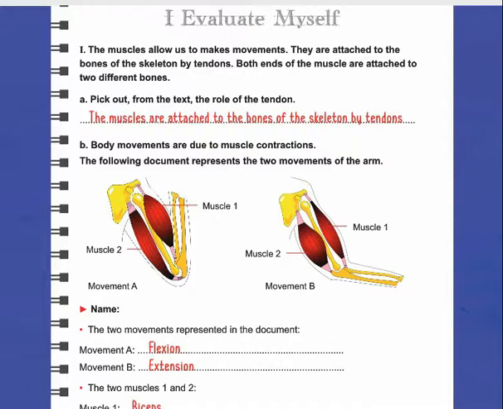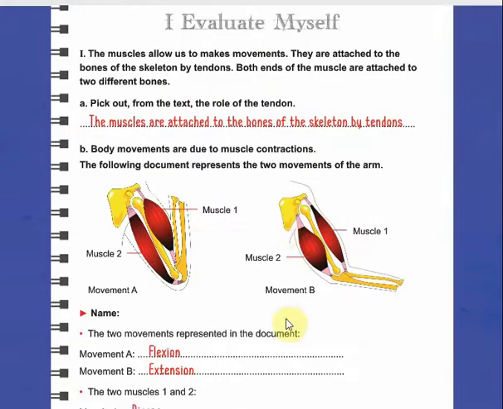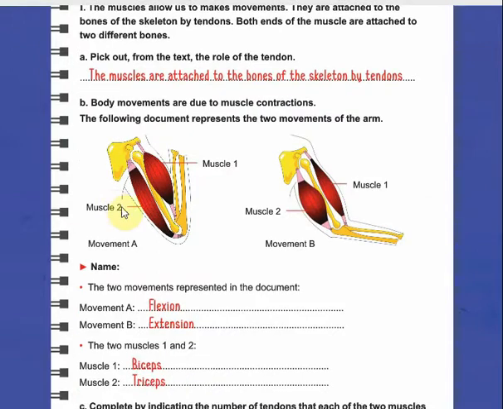And finally, I want you to study this page also. And let's remember what happens during extension of the forearm. Movement B, this is extension. What happens to the muscles? Look, this is the biceps and this is the triceps muscle. Say which muscle contracts? Muscle 2, the triceps. The triceps contracts, hardens and thickens while the biceps muscle relaxes. Okay, and the bones of the forearm move away from the arm bone.